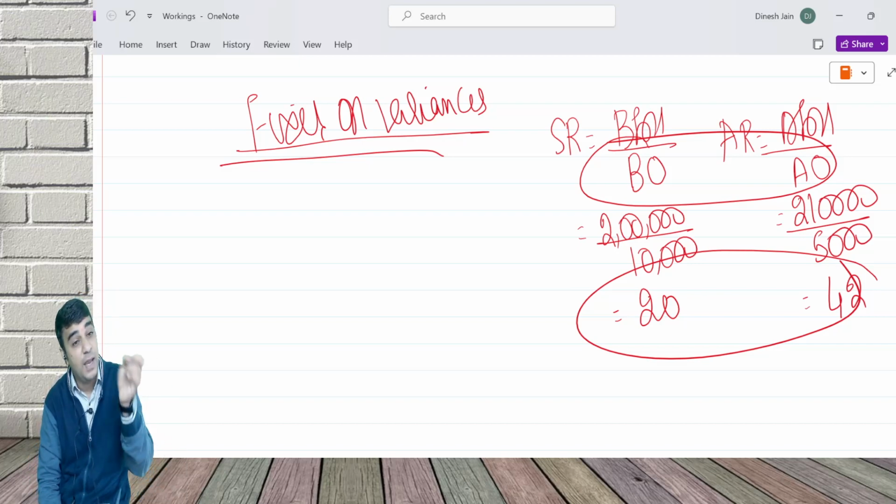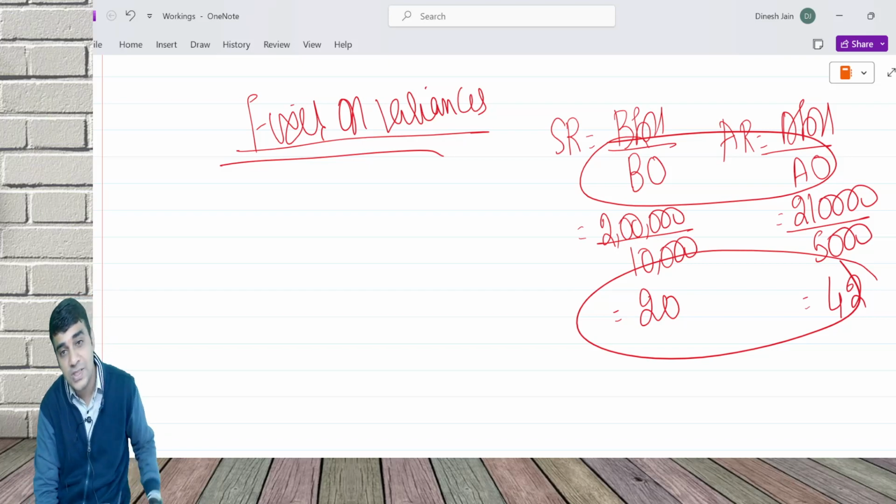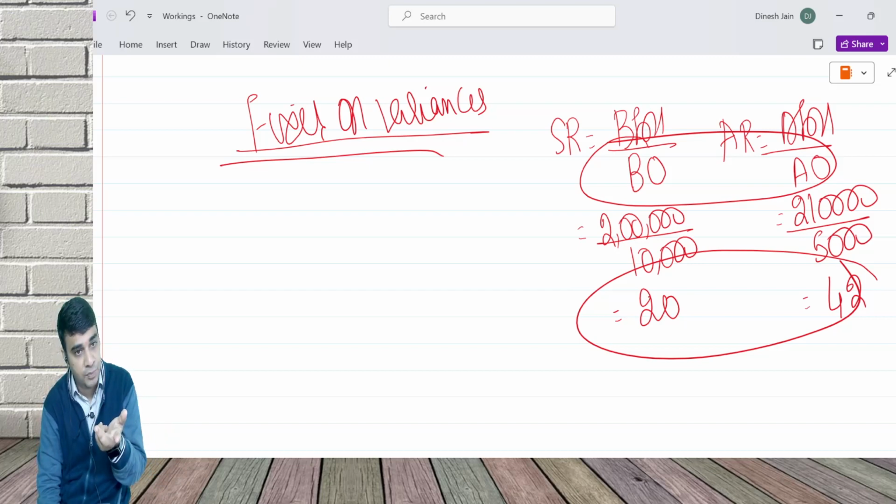But if it was variable overhead, no. If 10,000 became 5,000, this 2 lakh would have become 1 lakh. Proportionately, it would have gone down. So, first thing is, in fixed overhead, I want the numerator as well as the denominator to match. The numerator is expenditure, which is one part of the variance. The denominator is volume, which is another part of the variance.